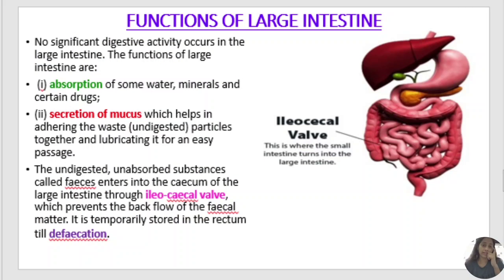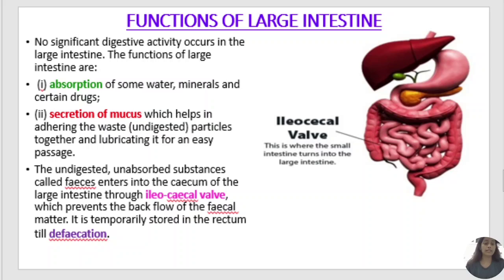So functions of the large intestine. No significant digestive activity occurs in the large intestine. The functions of the large intestine are absorption of some water, minerals and certain drugs, and secretion of mucus, which helps in adhering the waste undigested particles together and lubricating them for an easy passage.